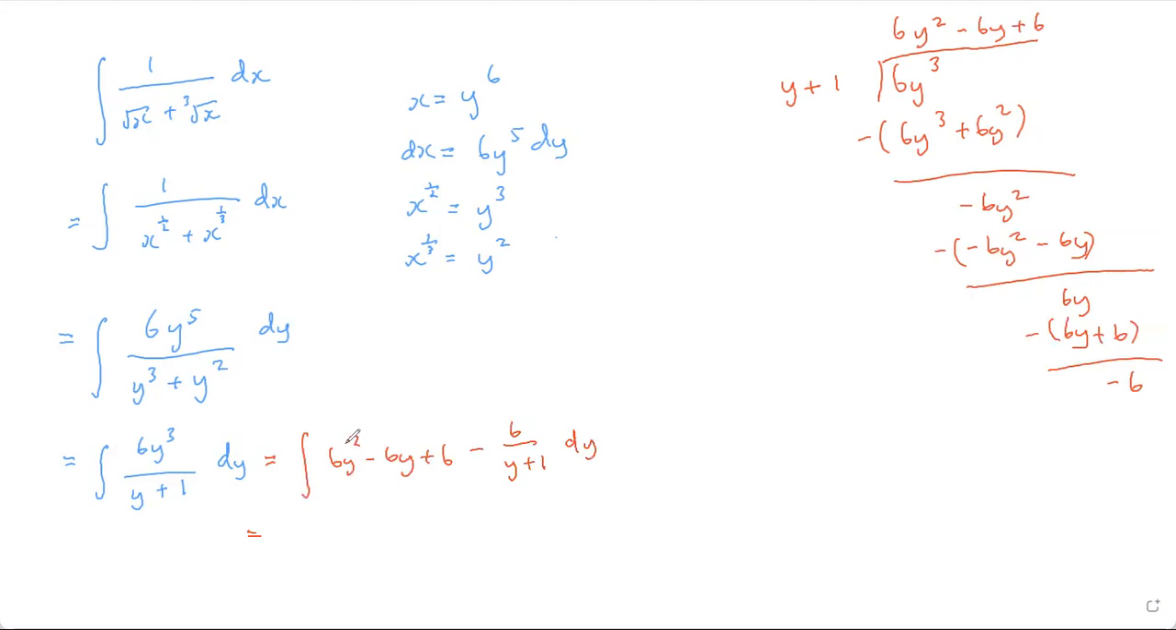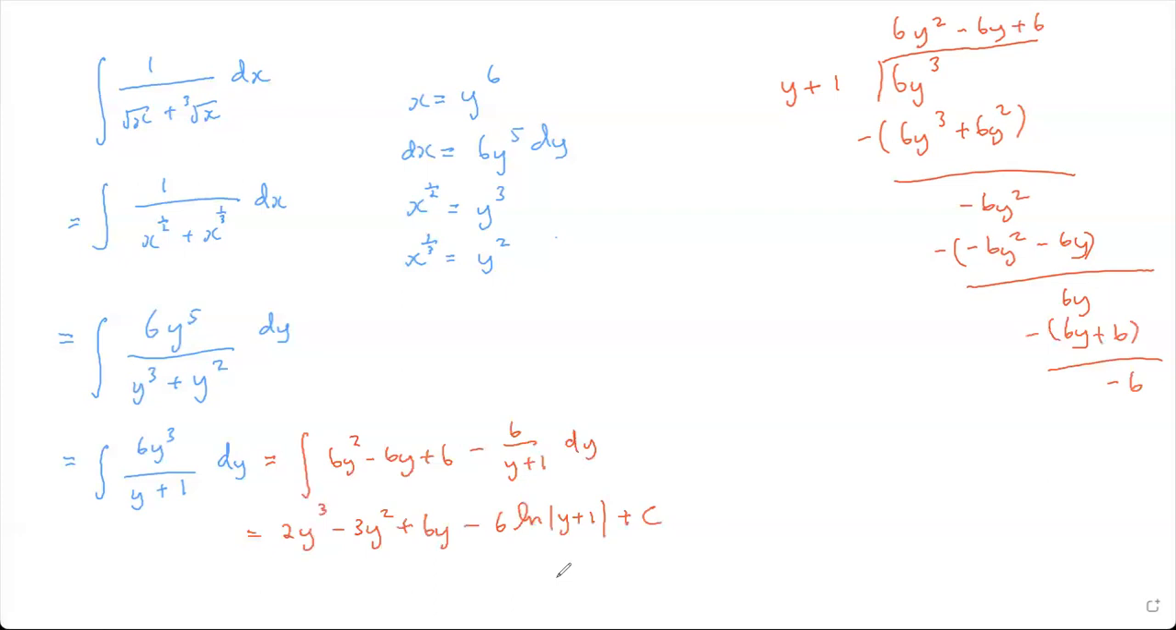Integrating 6y squared is 6y cubed over 3, which is 2y cubed. Integrating 6y, you should get 6y squared over 2, so that's actually 3y squared. And integrating 6 is 6y. Integrating this is a ln, so negative 6 ln of y plus 1. And just remember to put a plus c at the end.